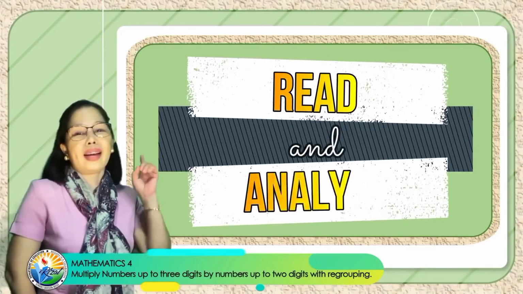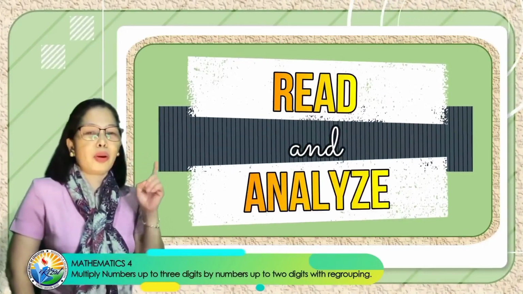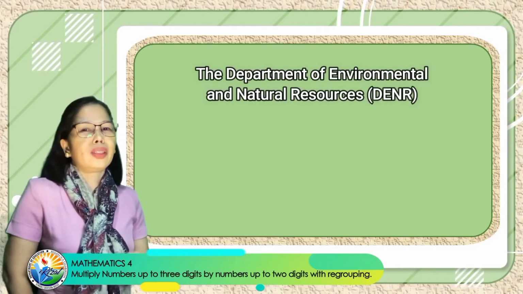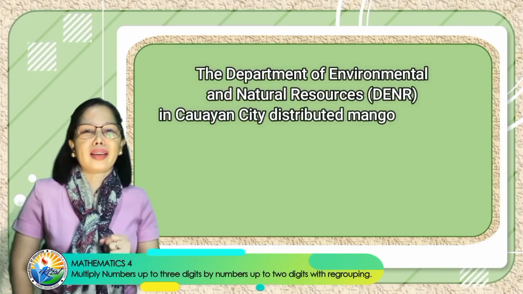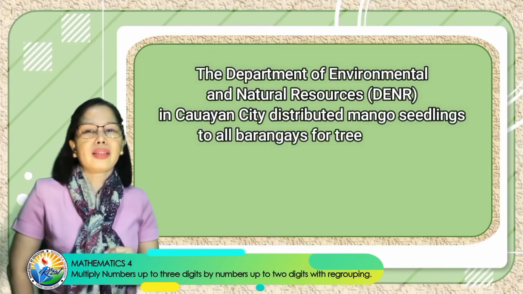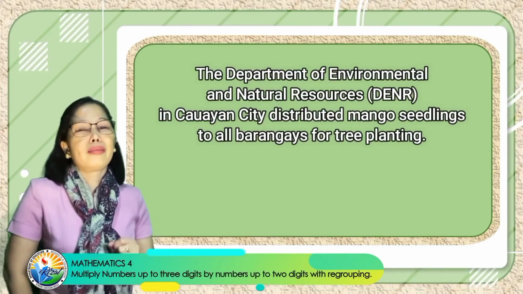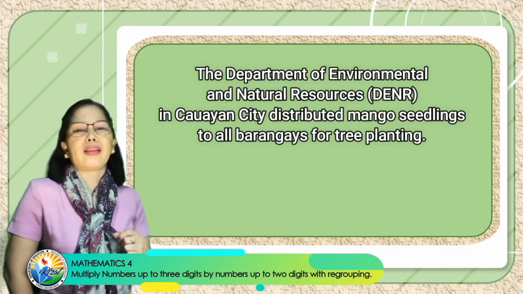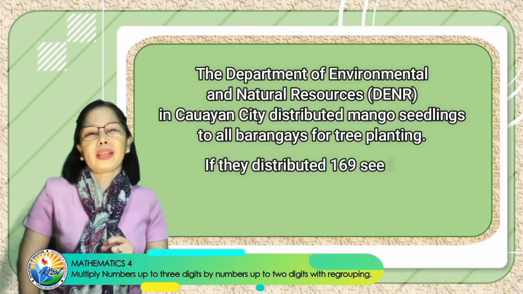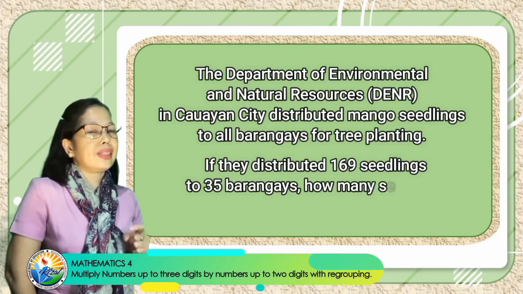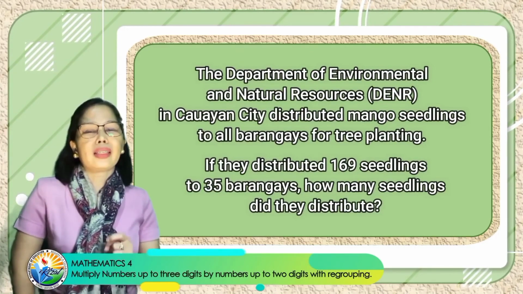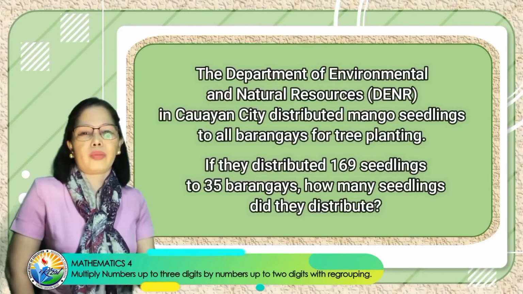Let us read and analyze this given problem. The Department of Environmental and Natural Resources or DENR in Cagayan City distributed mango seedlings to all barangays for tree planting. If they distributed 169 seedlings to 35 barangays, how many seedlings did they distribute?